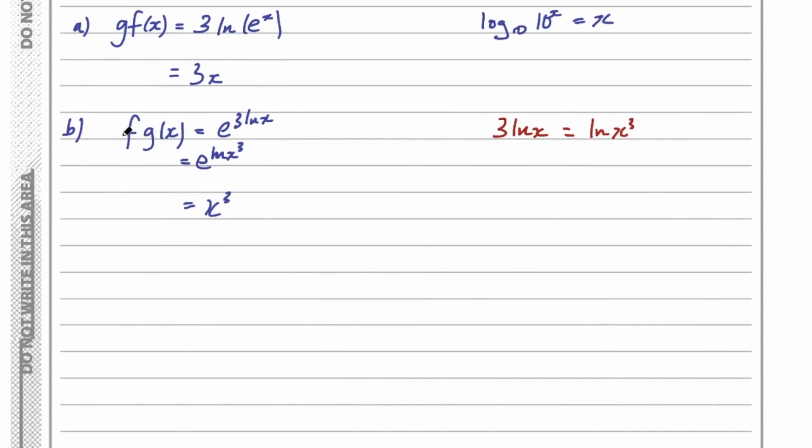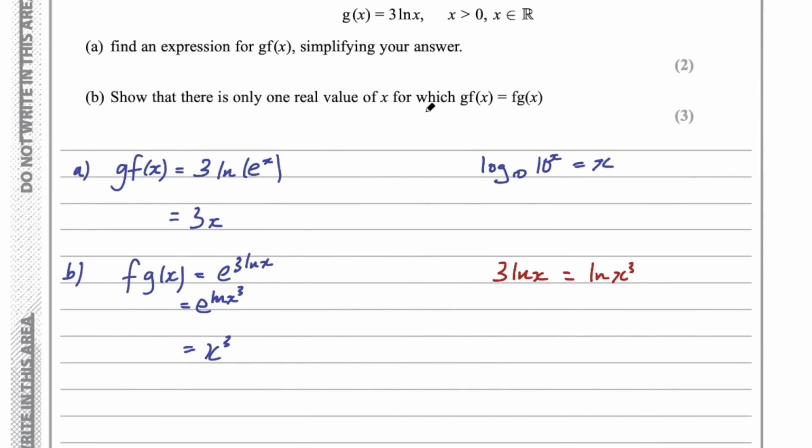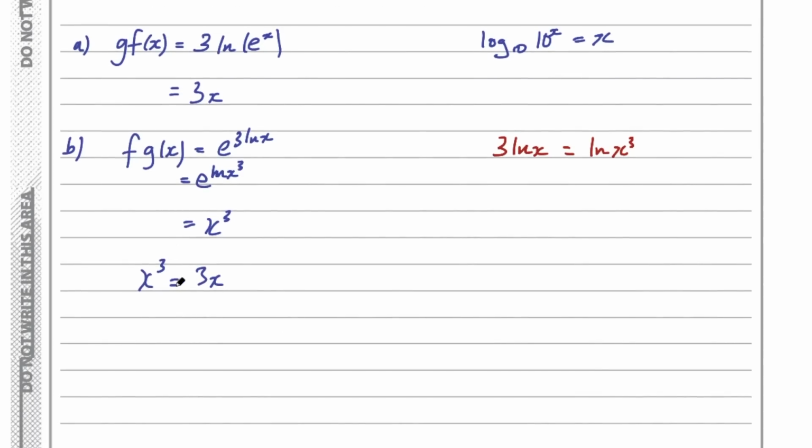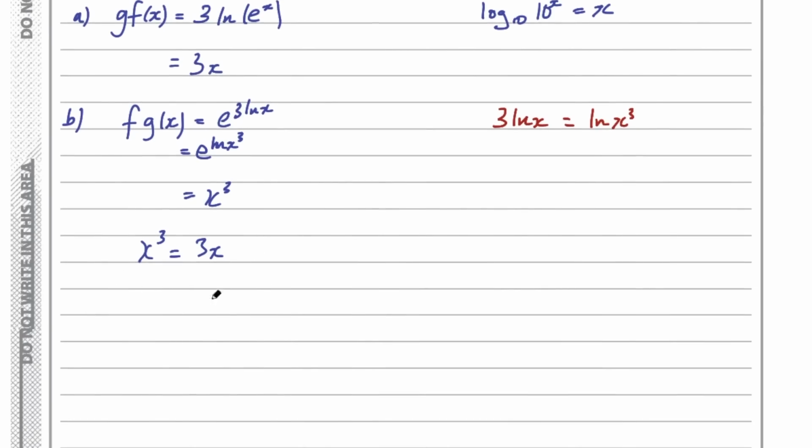And so we have f of g equal to x cubed and g of f equal to 3x. And we need the only value where g of f equals f of g. So we need to make these two things equal each other. So we can say that x cubed equals 3x. So one possible solution here is that x equals 0. That would satisfy that equation, but the log function is not defined for x equals 0. So we need to find another solution.